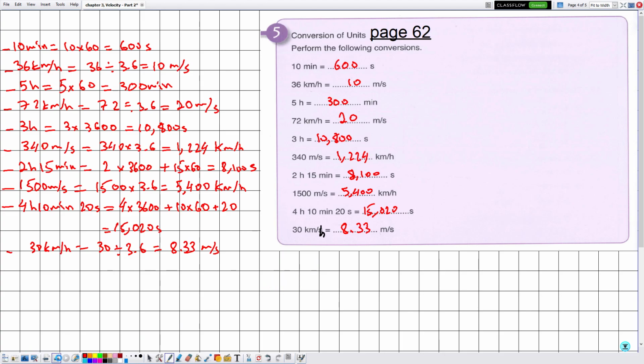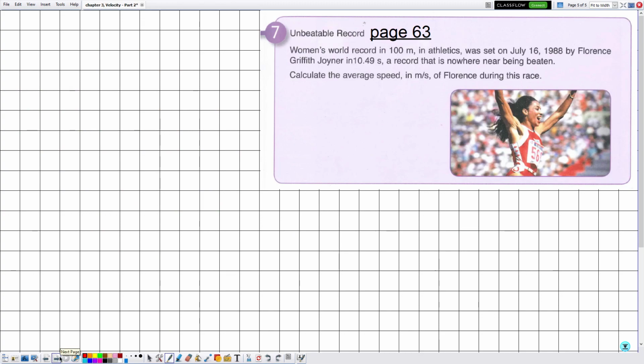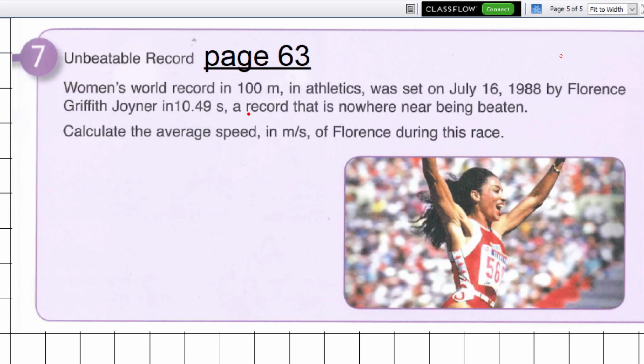Let's consider another exercise, which is exercise number 7, page 63. The title of this exercise is Unbeatable Record. Women's world record in 100 meters in athletics was set on July 16, 1988 by Florence Griffith Joyner in 10.49 seconds. And now here we must be very careful.